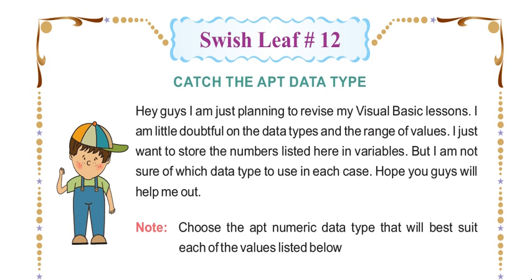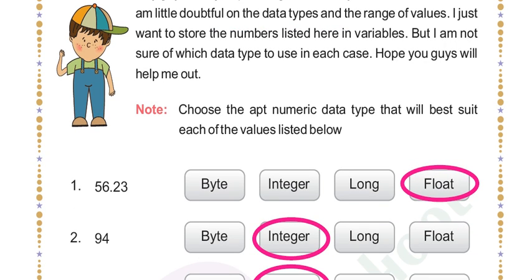Here the note is given: choose the apt numeric data type that will best suit each of the values listed below. First one, 56.23. So the data type is float. Second one, which data type is correct? Yes, integer, because the decimal point is not there.